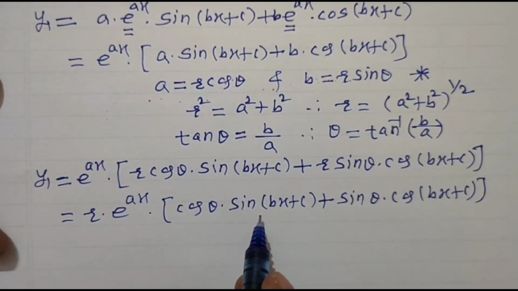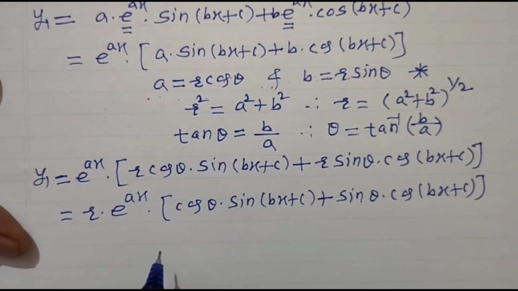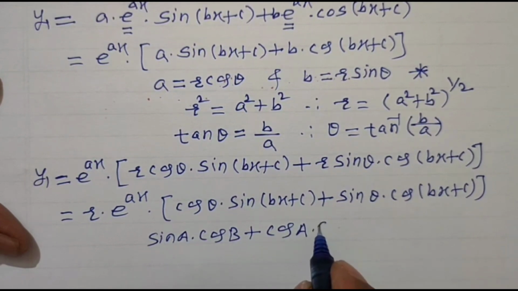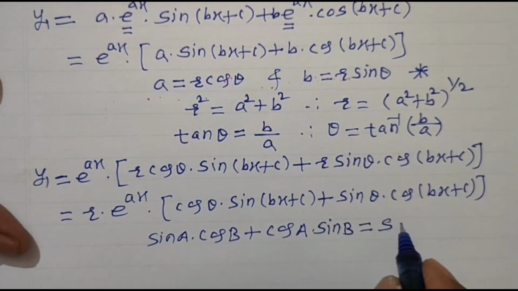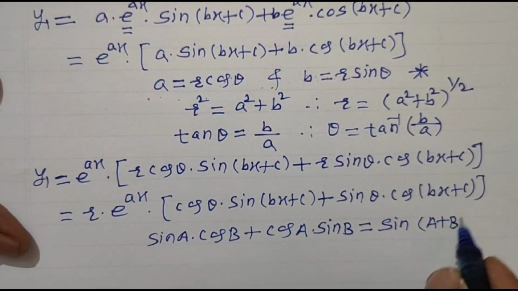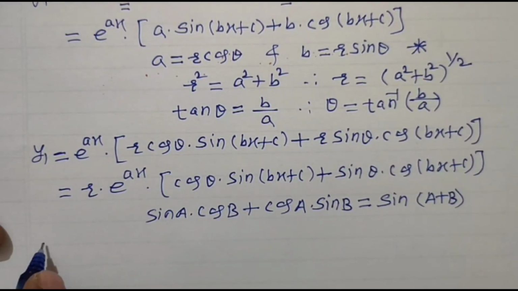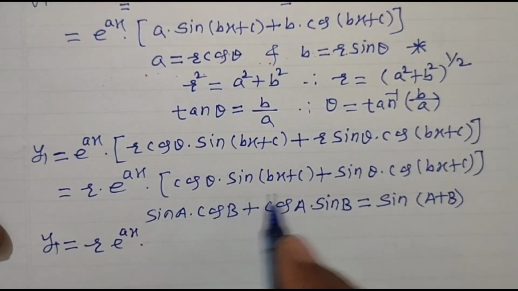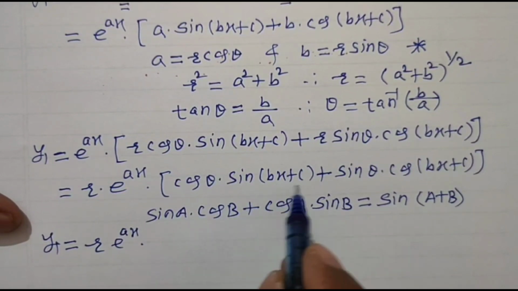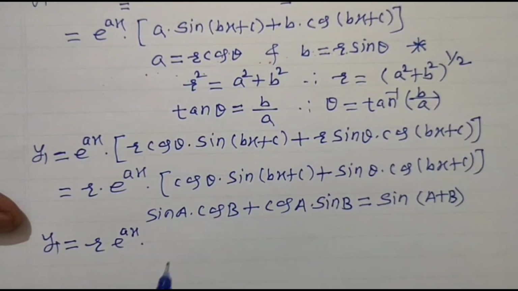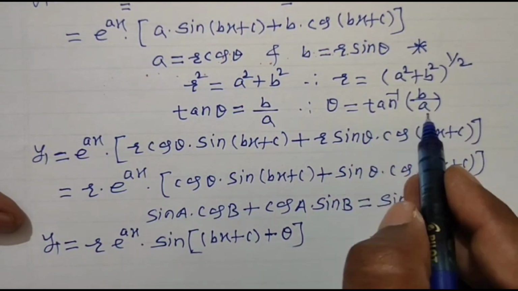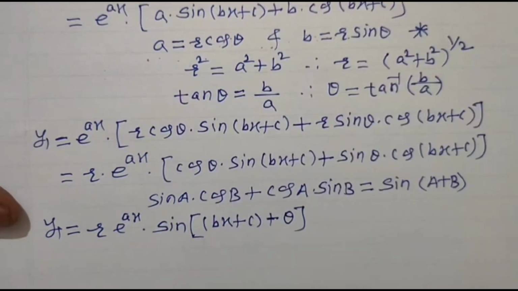Okay, now using that formula, sin a into cos b plus cos a into sin b is equal to what? This is equal to sin of a plus b. You know this trigonometrical formula. Applying this formula here, y1 can be written as y1 is equal to r into e to the power ax into, say this is a and theta is nothing but b suppose. Okay, so we can write this as sine of bx plus c plus theta. But theta is tan inverse b upon a. You can replace here theta by tan inverse b upon a.